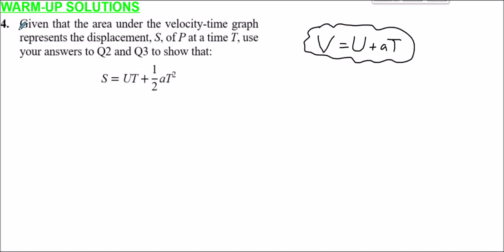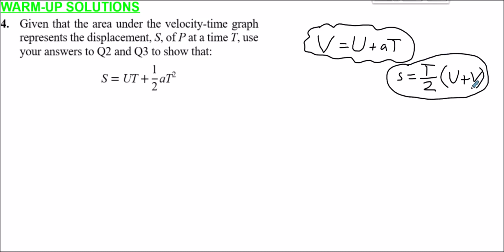And so from question 3, we also had that s was t over 2 (u plus v). So it's all going to come together to prove this. And so if we have now that s is t over 2 (u plus v), if you notice what we're trying to prove here has no v in it, so what we need to try and do is eliminate this v.